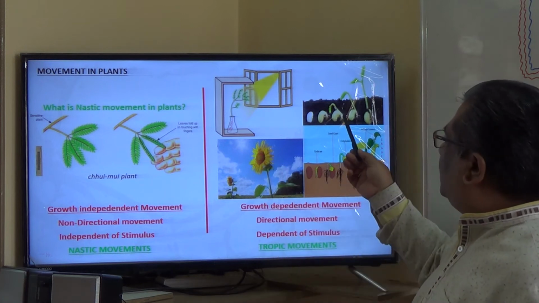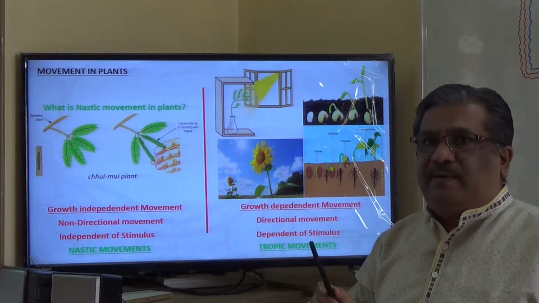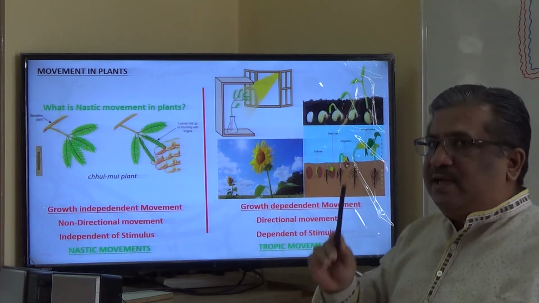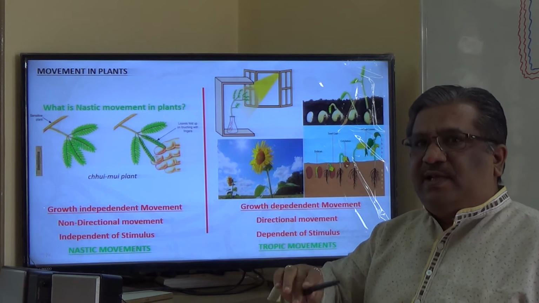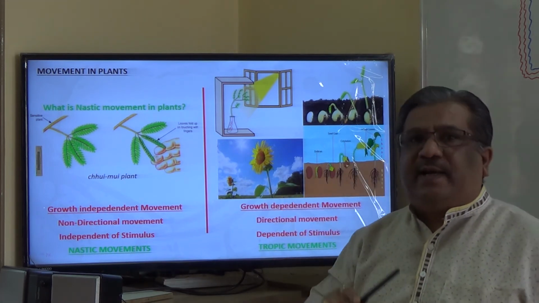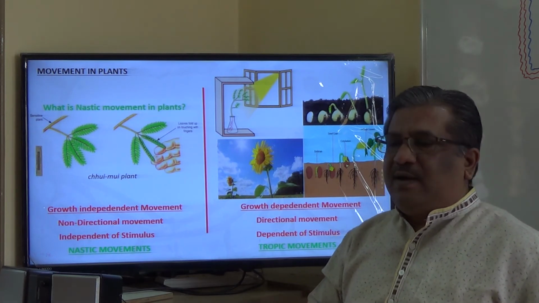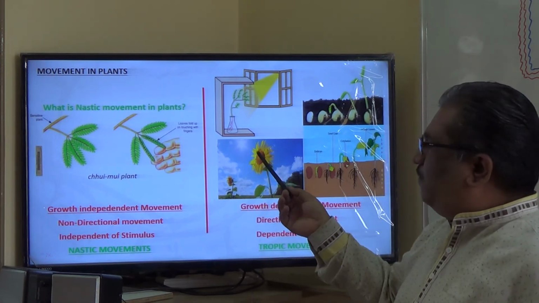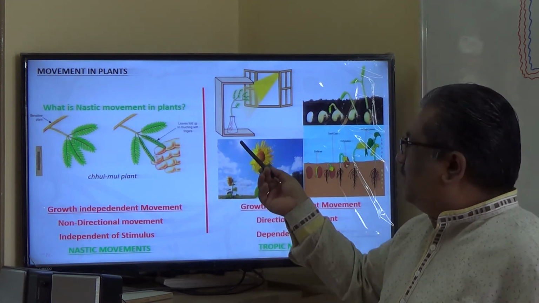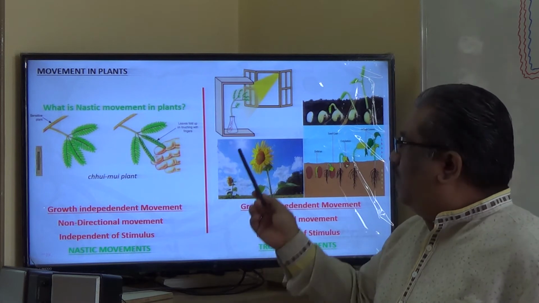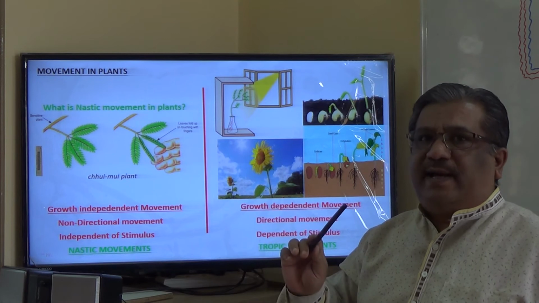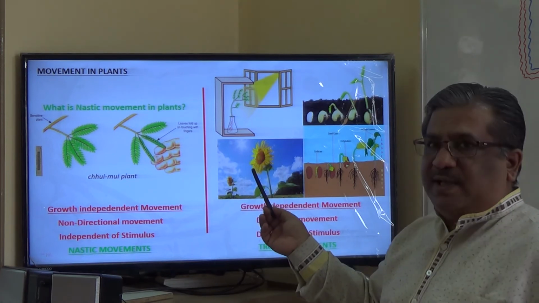Here itself we will take the example. The force due to gravity is an external stimulus. Shoot grows against the force due to gravity, against the direction of the stimulus, whereas roots grow towards the direction of the stimulus. Is it clear? And here also the sunflower turns towards the light, sunlight, meaning sunlight is the stimulus, and in whichever direction the sunlight comes, towards that direction the turning takes place.